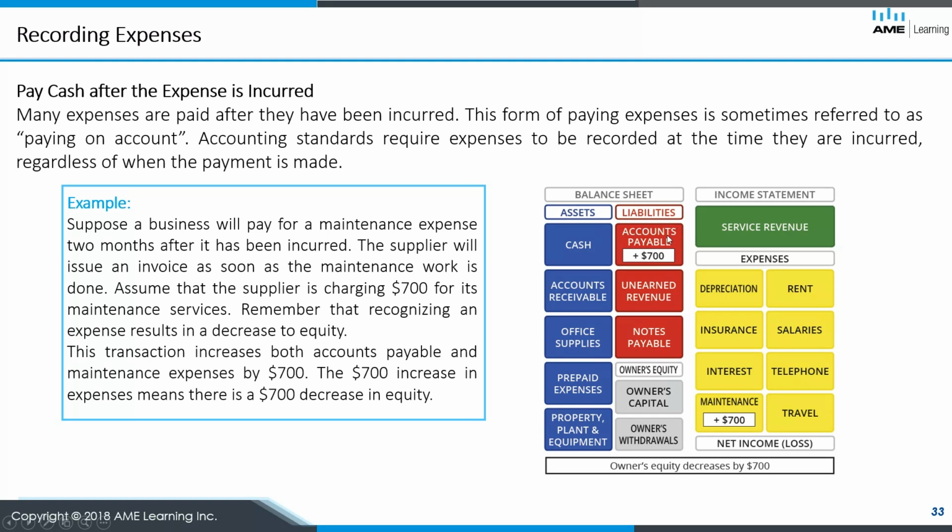It'll stay on the books here until we make that payment in the future, and we track it here as well, and it lets us as the business owners go in and look at all of our amounts that are due to our various vendors and suppliers.